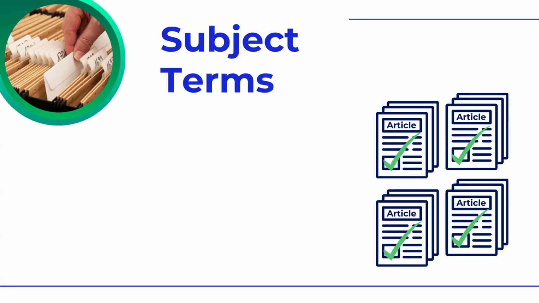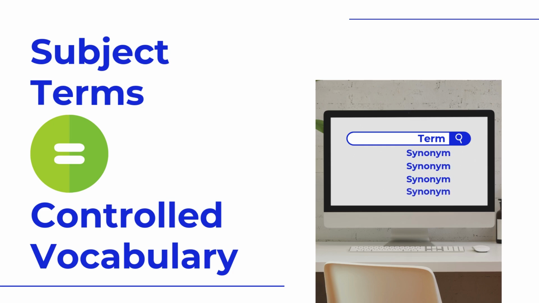Subject terms are better if you want only relevant articles specific to your topic. You will typically get more relevant results when using subject terms. That's because it is a controlled vocabulary for an entire topic, including any synonyms in a single search, and only returning results that have been tagged with the subject term.